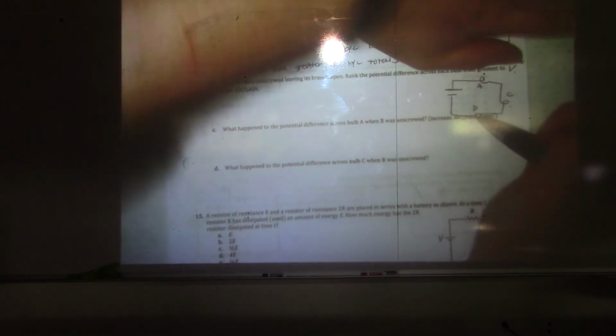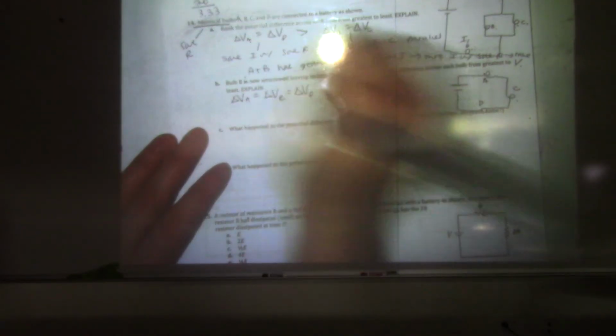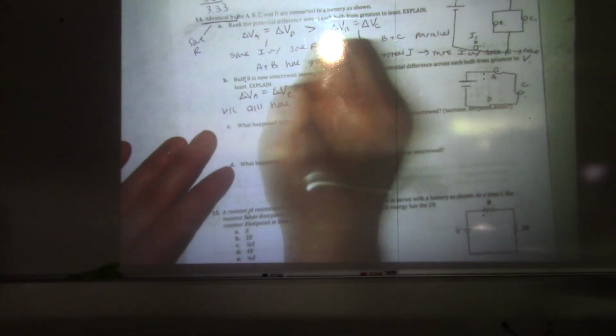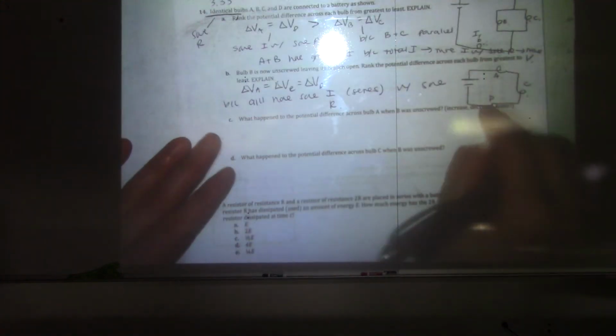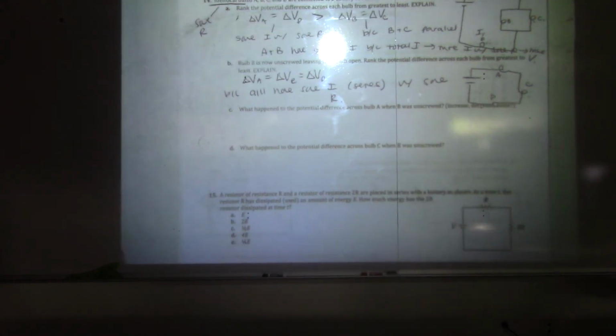Now they're all 3 in series. They're all the exact same resistance, so they have to have the same. So then the voltage across A is equal to the voltage across C is equal to the voltage across D, because they all have the same current, because they're all in series, with the same resistance. If they're not the same resistance, they will not have the same voltage, only because they have the same R here.